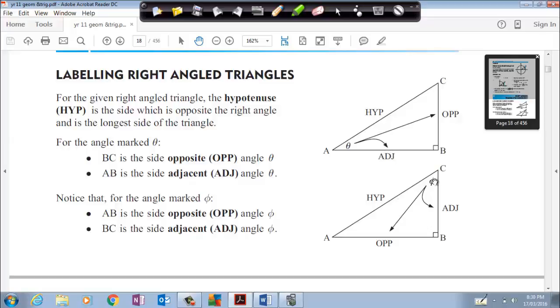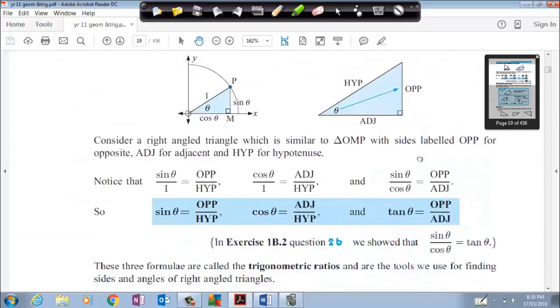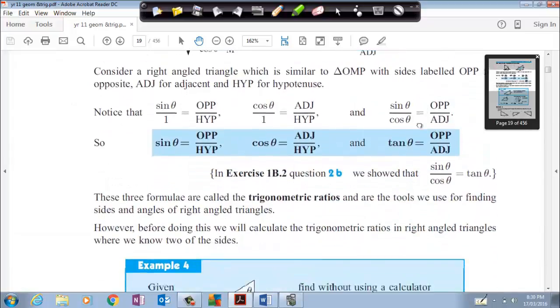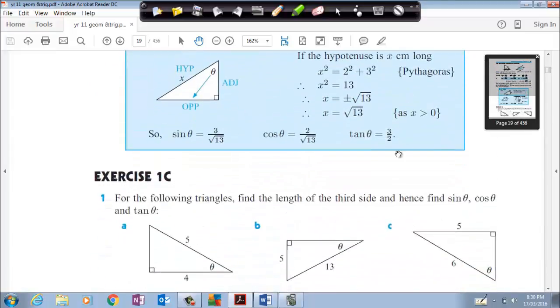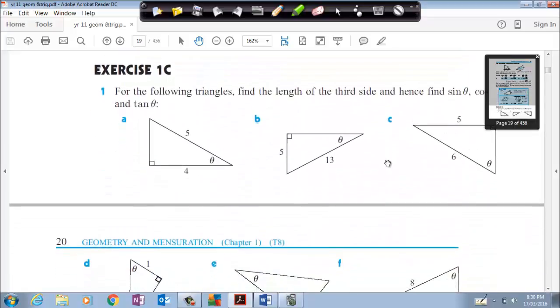If the angle's up the top here, then it swaps around. Opposite is still opposite. Next to is that one there. So work out which sides you are using depending on where the angle is. Now there's SOH CAH TOA, and here are some examples for you to try.